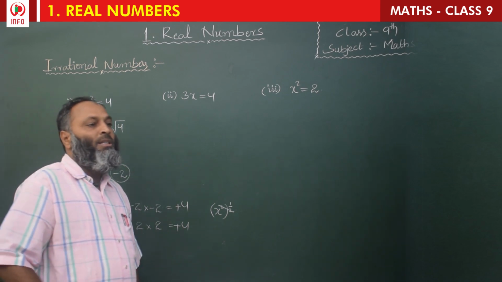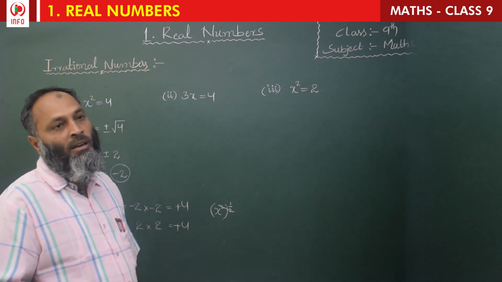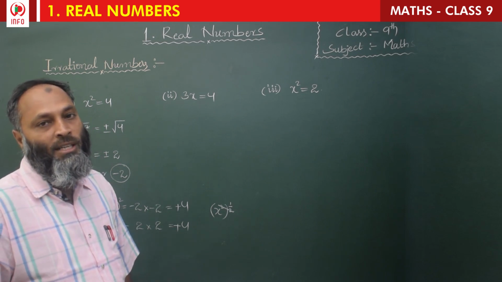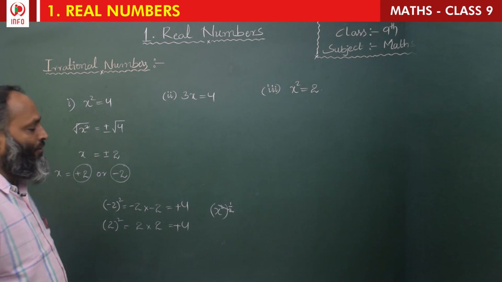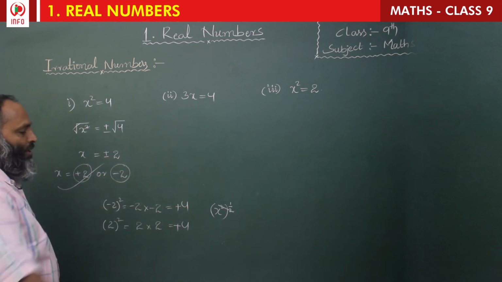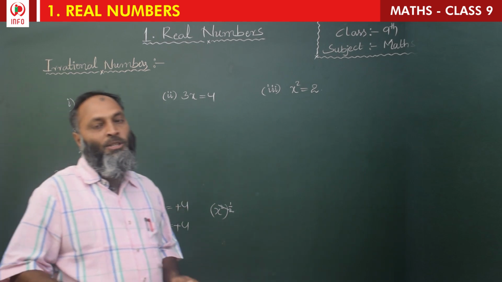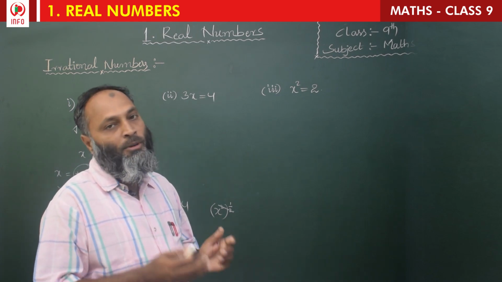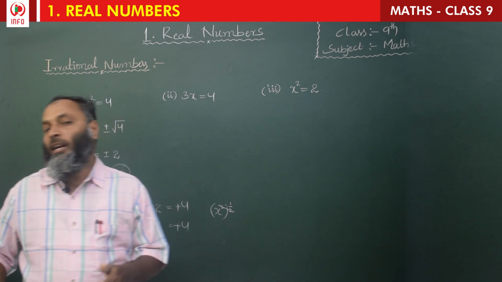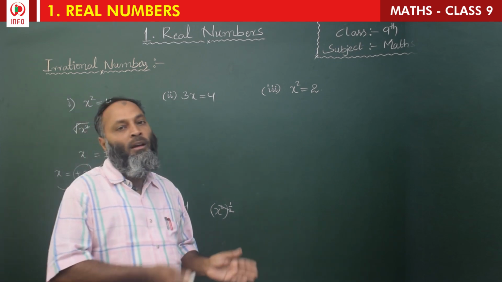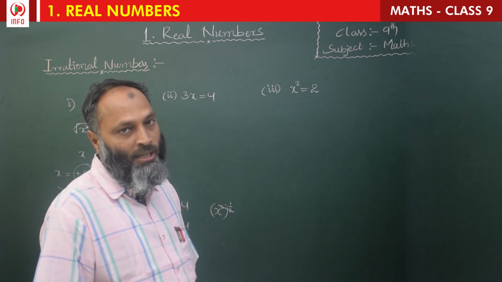So plus 2 and minus 2, these values are rational numbers. Plus 2 is a rational number and minus 2 is also a rational number. Why? Because one is a positive integer and the other is a negative integer. Positive integers and negative integers are both rational numbers.